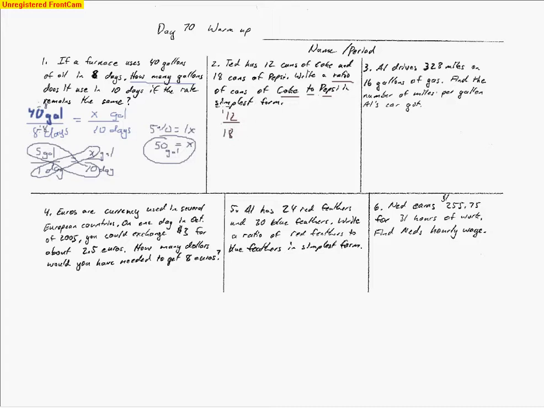However, we need to put it in simplest form. So we need to take out the common factor. 6 is the biggest number we'll take out, and it leaves us with 2 over 3. So there's our answer. Al drives 328 miles on 16 gallons of gas. We want to find the number of miles per gallon.